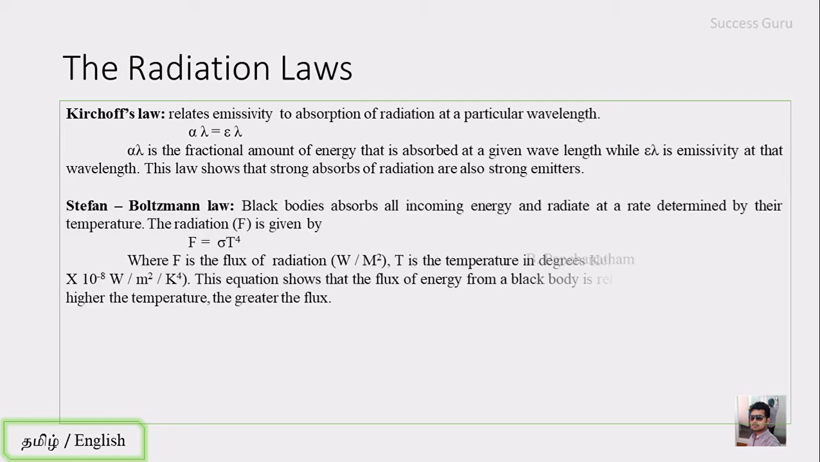And the next law is the Stefan-Boltzmann law, that is, a black body absorbs all incoming energy and radiates at a rate determined by its temperature. So the radiation is determined by the temperature, in which the radiation F is equal to sigma T power 4, where F is the flux of radiation, T is the temperature in degrees Kelvin, and sigma is a constant.